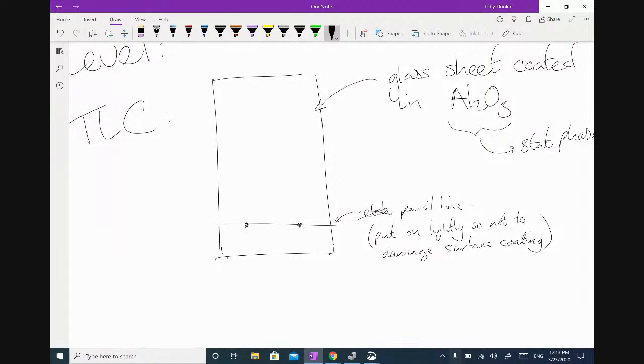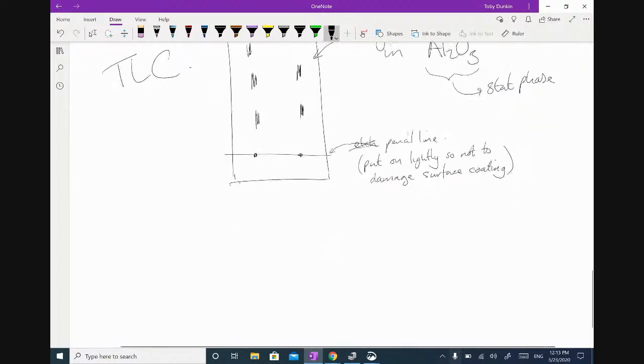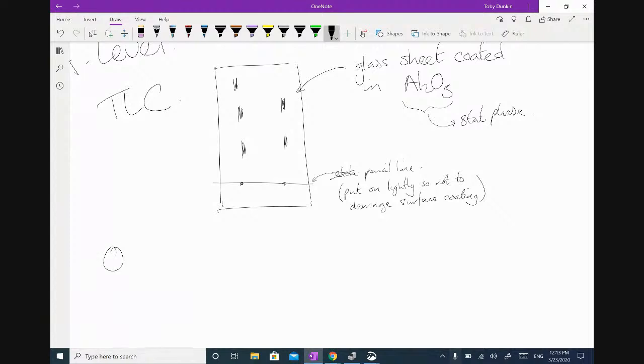We're going to see the dots that move up. By the way, you get more like smudges rather than dots in reality. Sometimes the dots can be invisible. A lot of the time, not all substances can be seen after separation, after the TLC run.